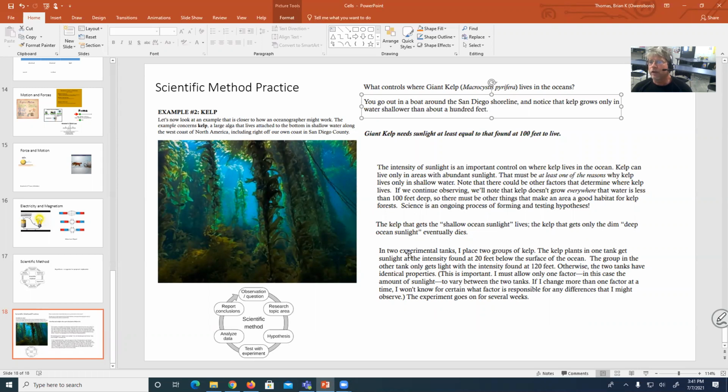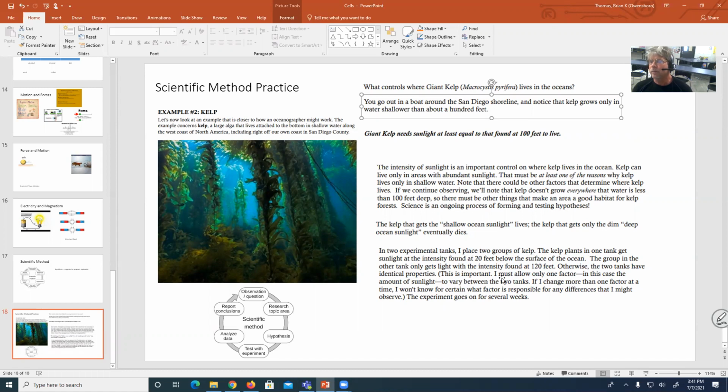So it looks like this one right here, 2 experimental tanks. I placed 2 groups of kelp. The kelp plants in one tank get sunlight at the intensity found at 20 feet below the surface of the ocean. The group in the other tank only gets sunlight with intensity found at 120 feet. Otherwise, the 2 tanks have identical properties.